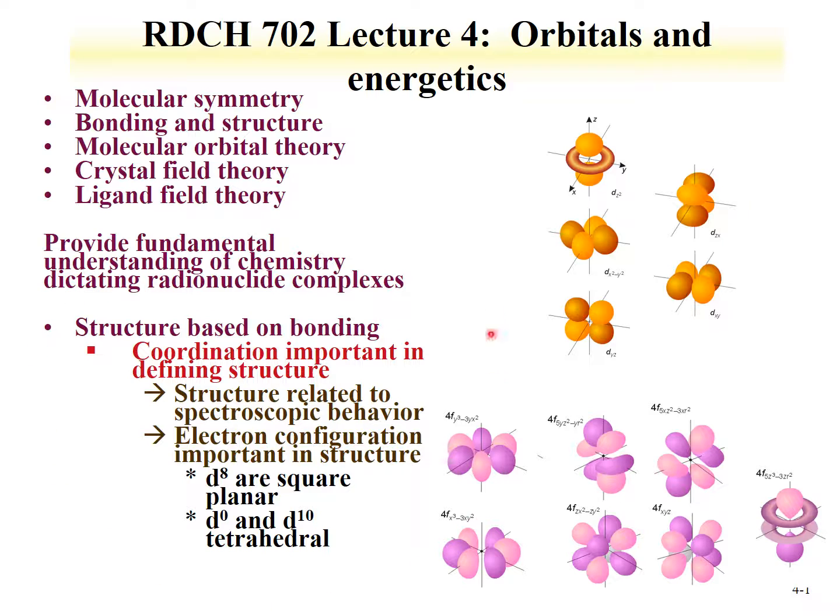So, one of the primary factors of this lecture is that structure is based on bonding. So the interactions of electron orbitals, the d's and the f's, are going to dictate the coordination chemistry. And the reason the coordination chemistry is important is that it is going to be related to spectroscopic behavior and how one can identify different chemical forms of the actinides in solutions or solid phases based upon spectroscopic properties.